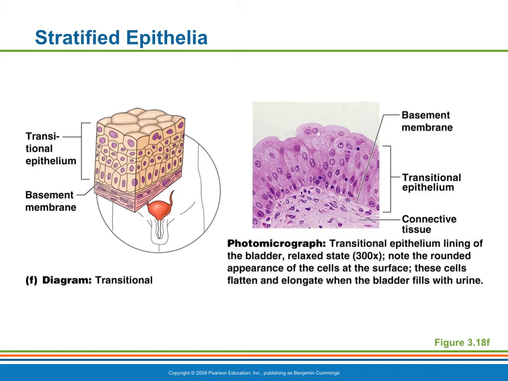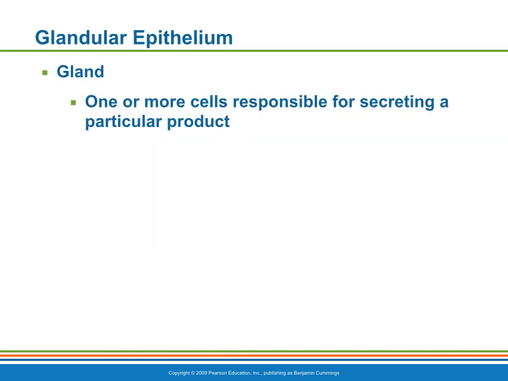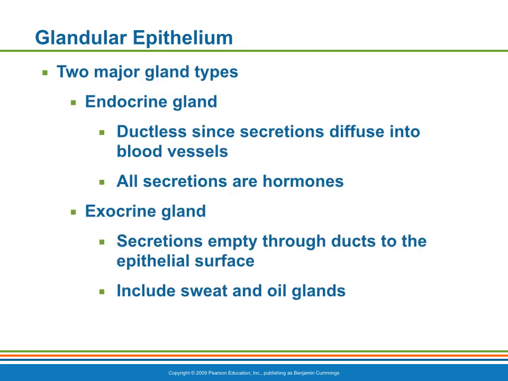Lastly, we want to talk about glandular epithelium. A gland is one or more cells responsible for secreting a particular product. And there are two major gland types. One is the endocrine gland, and we have a whole system where we'll talk about the hormones as we move through our study of the body. Then we also have the exocrine gland. These are secretions which empty through ducts, such as sweat and oil.